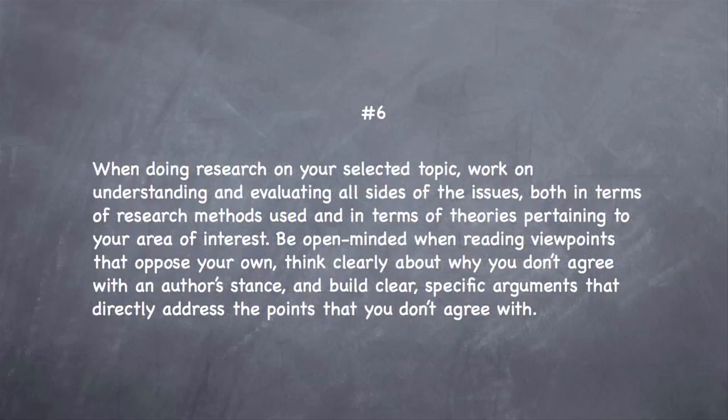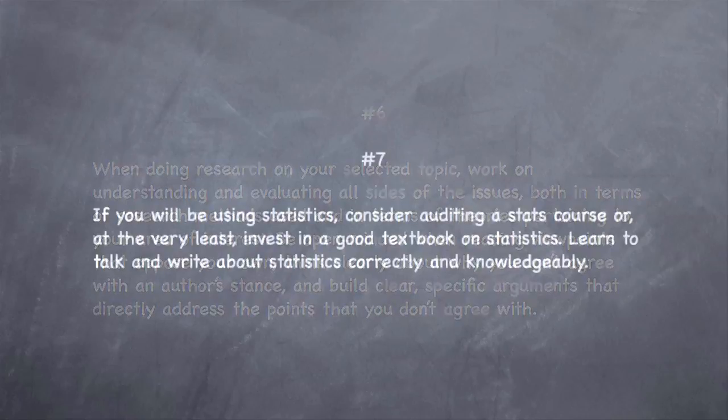Number 6, when doing research on your selected topic, work on understanding and evaluating all sides of the issue, both in terms of research methods used and in terms of those theories pertaining to your area of interest. Be open-minded when reading viewpoints that oppose your own. Think clearly about why you don't agree with an author's stance, and build clear, specific arguments that directly address the points that you don't agree with.